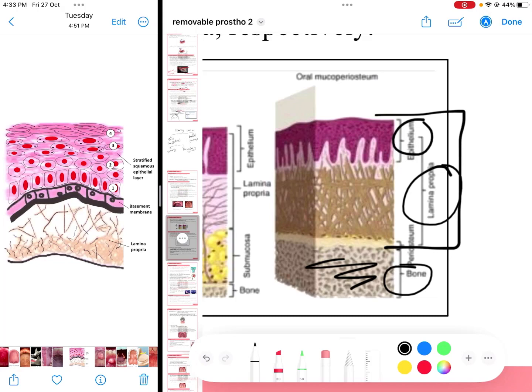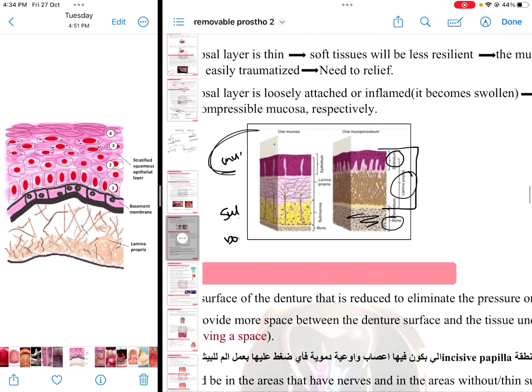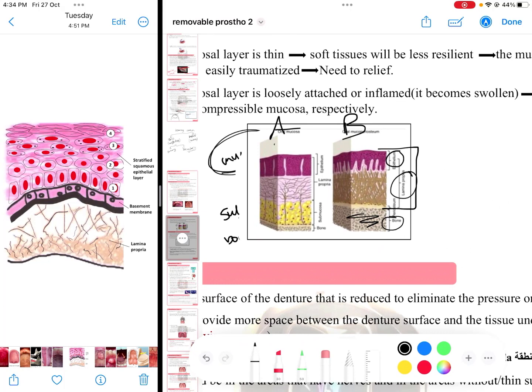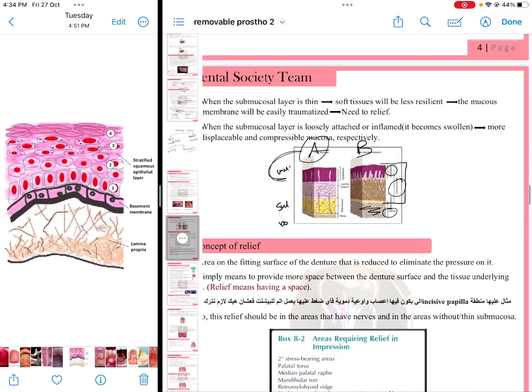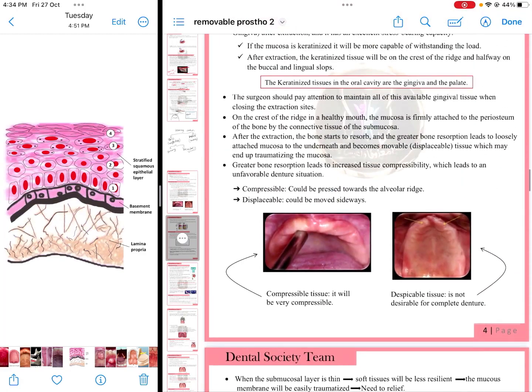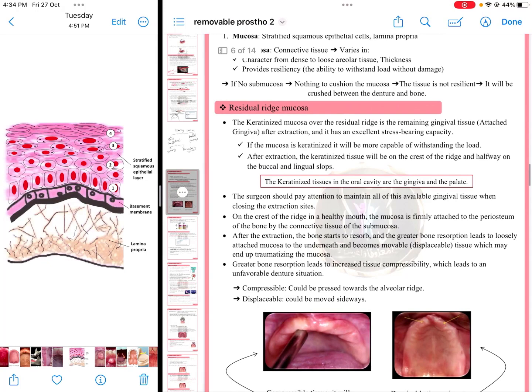In this situation, if we compare A and B, A will give me cushion, resilience and support. It will withstand load more, and there will not be damage or irritation. In B, no, it won't give me tolerance, resilience or withstanding, so more damage will happen. So it depends on having a submucosa or not, whether this submucosa is thick or thin, and as we said, whether the bone is cortical or not.